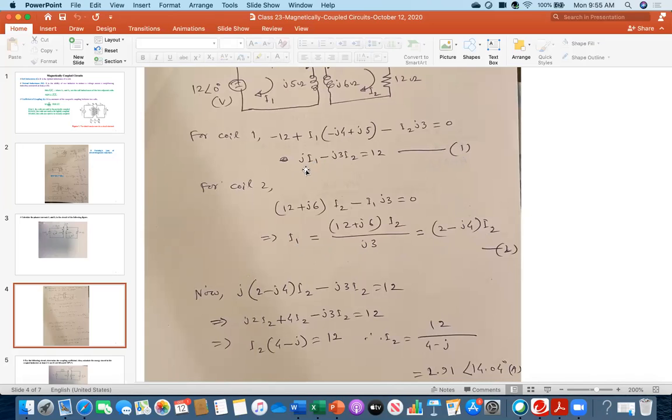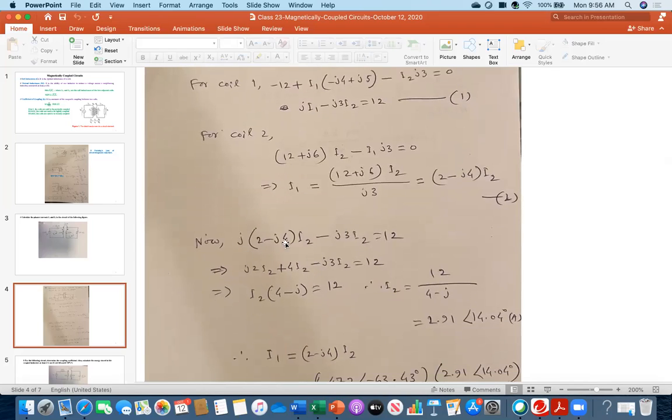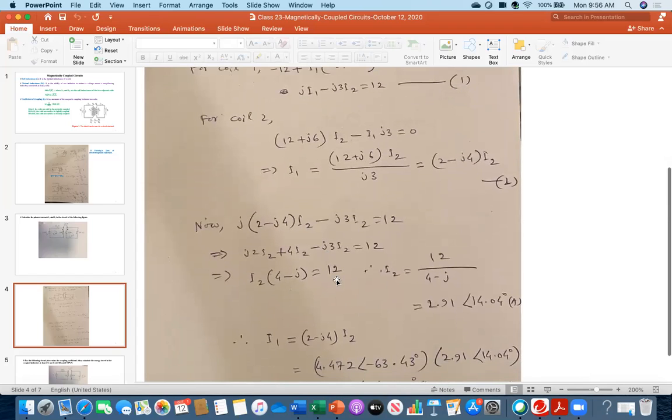Therefore, you see, this j is this j, the I1 value that I put, minus j3 I2, equals 12. And then I am simplifying. I multiplied and then simplified. And then I got I2 is 12 over this one. This means 4 minus j1. And then you convert into polar form and you divide. So this is the result.